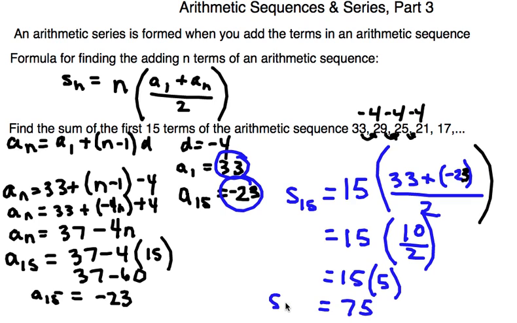So our sum of all the 15 terms is going to be 75. So that would mean if we added all these up all the way out to the 15th term, we would get 75.